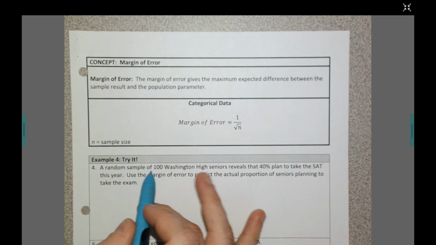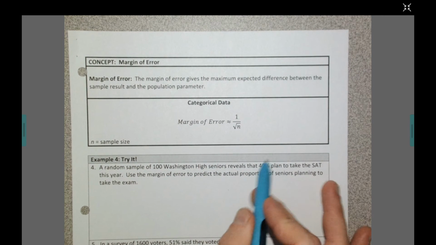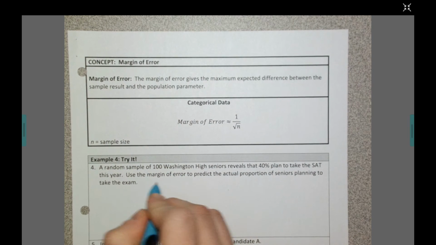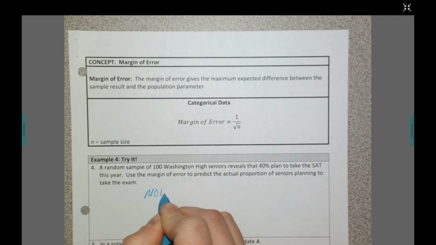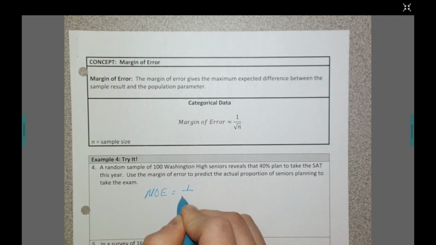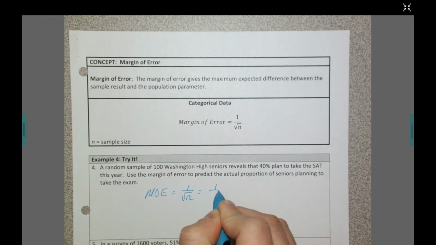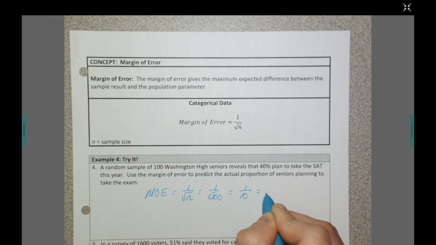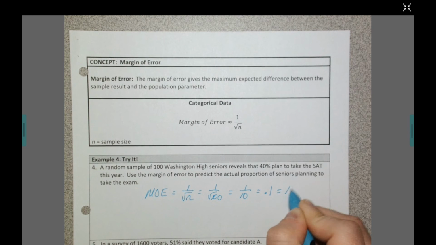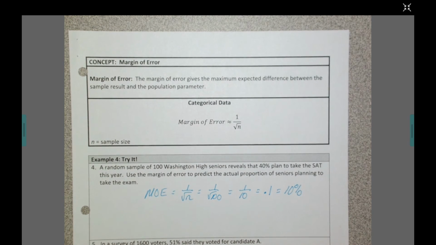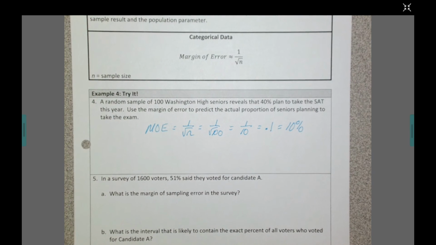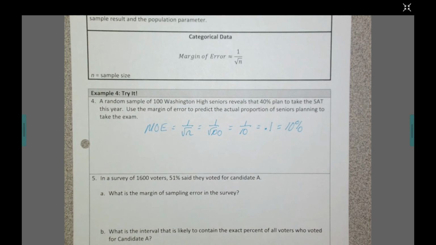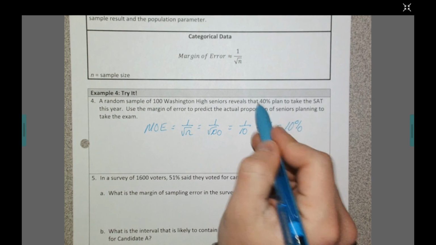So you have a random sample of 100 Washington students reveals 40% plan to take the SAT. Margin of error. So our margin of error, MOE, is 1 over the square root of n. So 1 over the square root of 100 gives me 1/10, which is 0.1, which is the same as 10%. So they want us to use the margin of error to predict the actual proportion.